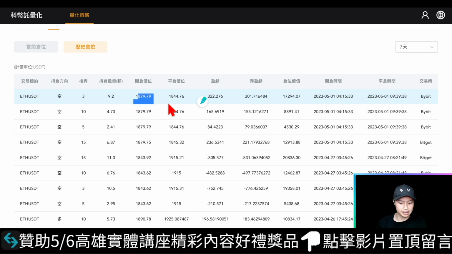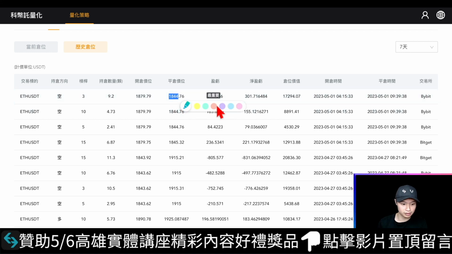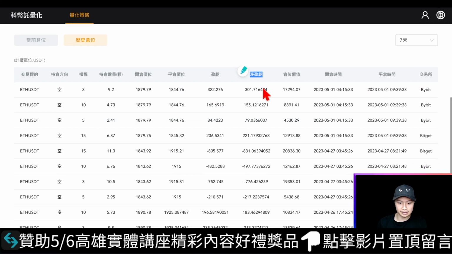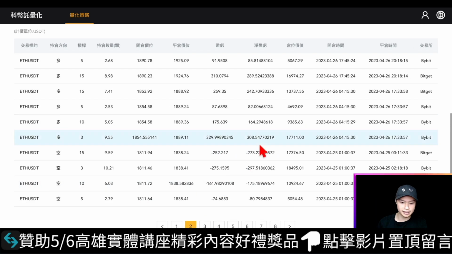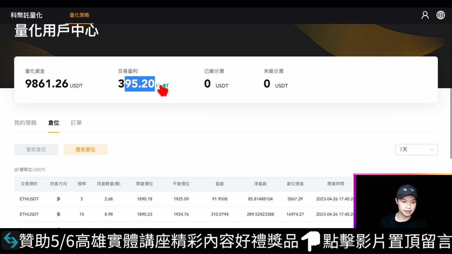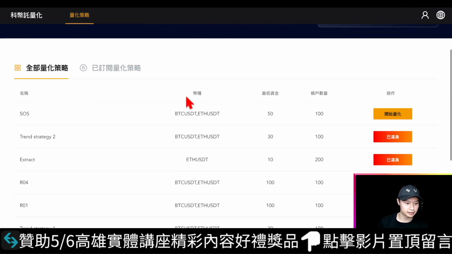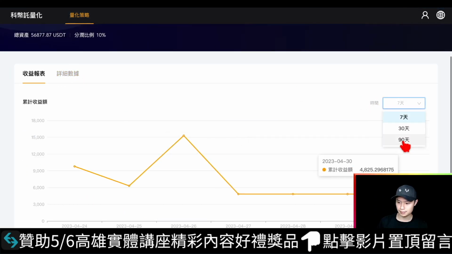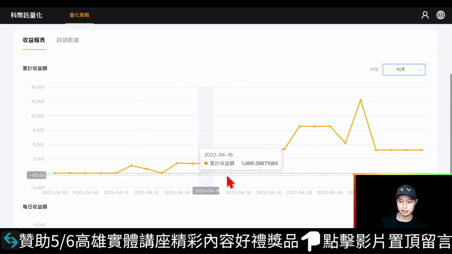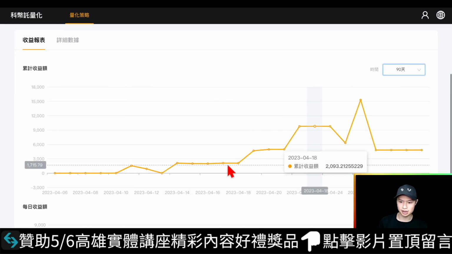This profit was earned on the morning of May 1st. Around 9 a.m., the system opened a short position at around 1,880 US dollars and closed it at 1,840 US dollars. A small profit, but it's not too bad. To be honest, it's not bad. The strategy suffered some losses in the past, but we also earned earlier than that. So the overall result is still profitable.